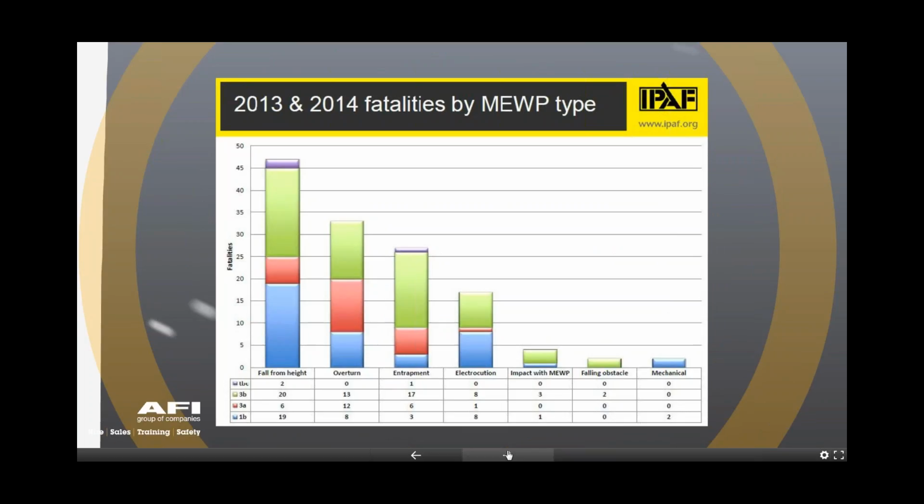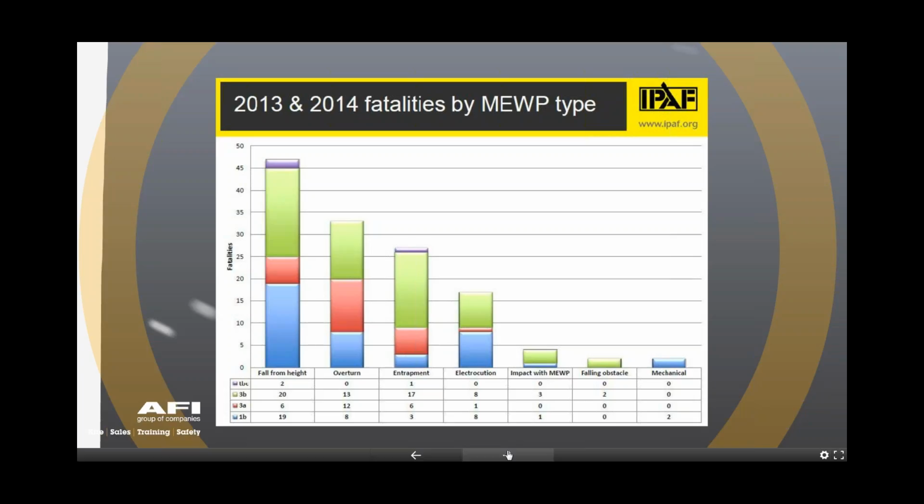So on 3B type machines, that's a mobile boom, so articulated and telescopic, we've got 13, and 3A, 12. So a total of 25 fatalities occurred from overturning on the mobile type MEWPs in that time frame. And then we have a further 8 on a static boom, so a truck mount, a track mount, a spider type machine, in the same time frame.